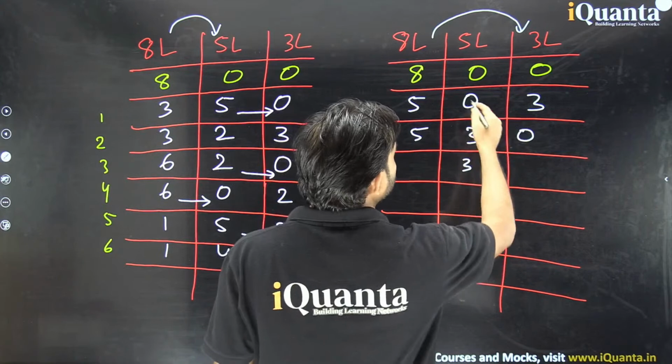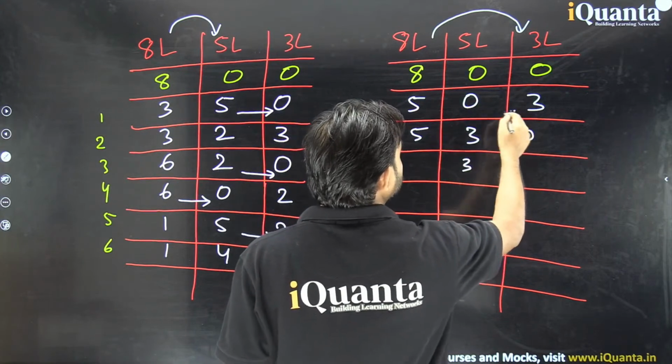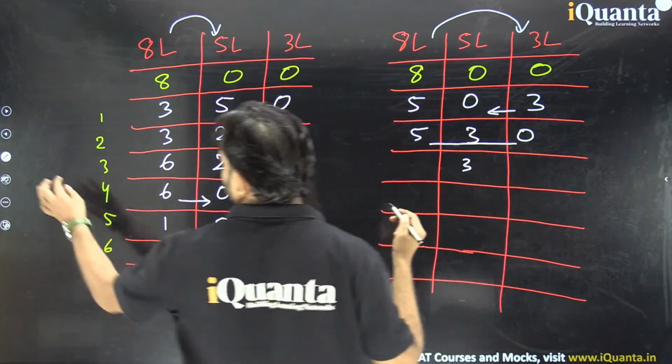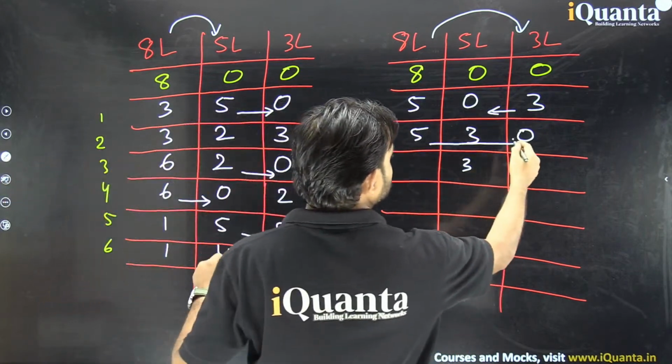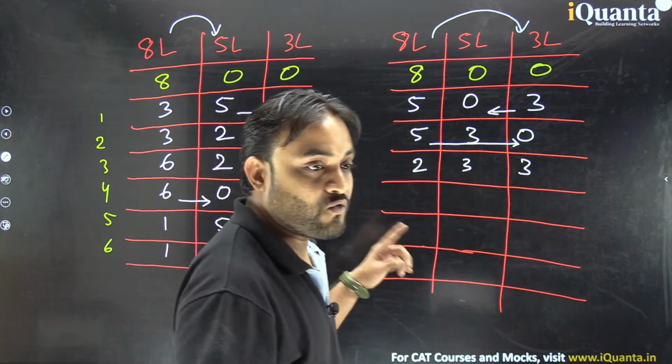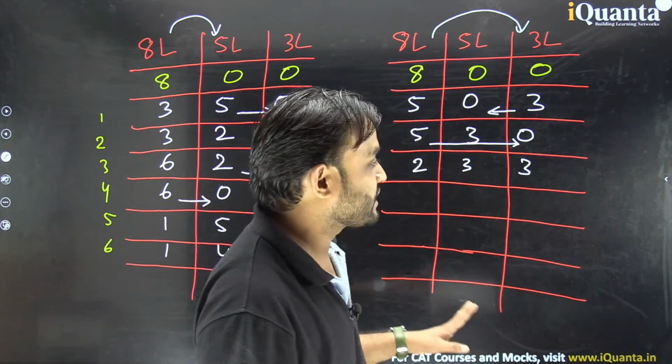So first step was this, second step was this, then next step was what was this? Yeah, this one. So 2, 3, 3. Now think about this. What can we do more here?